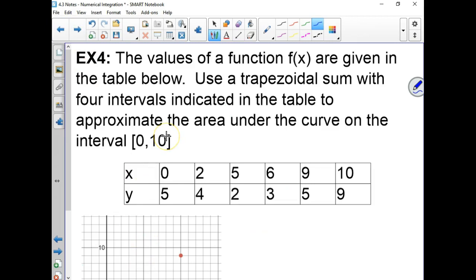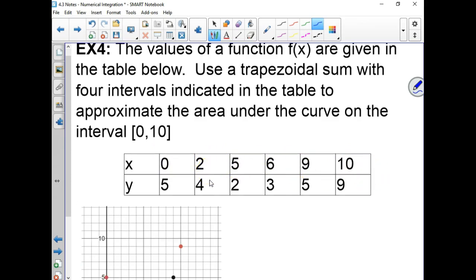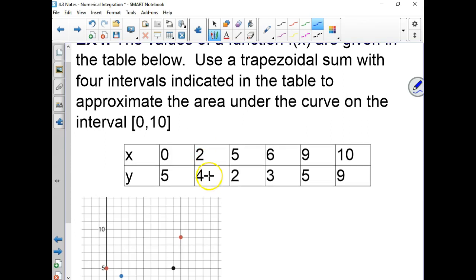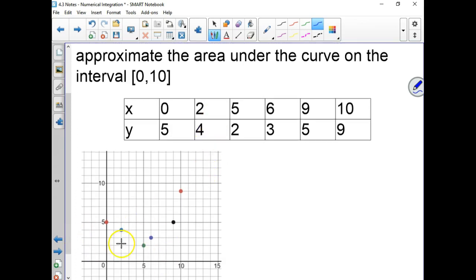Alright, our last one we're going to look at is going to be a problem that we're going to do from a table. So in this case, they don't give us the function, they just give us the table, and you can notice by our x values here that the width of each trapezoid is not going to be the same. So if you get a problem like this, you are basically going to need to find the area of each trapezoid. So I have put a graph here to help us visualize this.